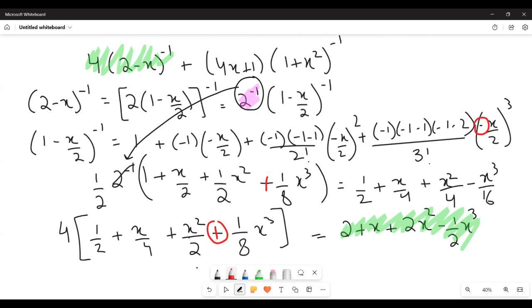Okay, then I copied this wrongly from here. This was 4, that I copied correctly. This is 4 and that's 16. So I copied that wrongly. This was supposed to be 4 and this was supposed to be 16. And now you multiply it with 4. So we get 2 plus x plus x square plus 1/4x.